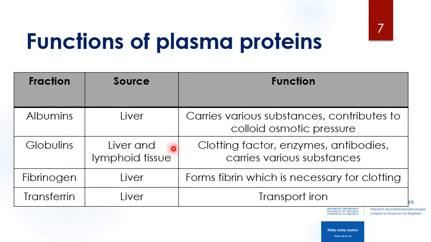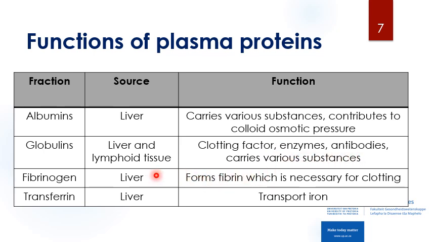Then you have your globulins. They're important clotting factors, so that's important for when you have a cut to make sure that you don't lose too much blood. It helps clot. And then some of the enzymes in your blood are globulins. And then your antibodies. Your antibodies are very important for tagging pathogens so that your immune cells can recognize that this is a pathogen and then destroy that pathogen. So it's very important for your immune response. Your globulins are also important for carrying various substances in your blood.